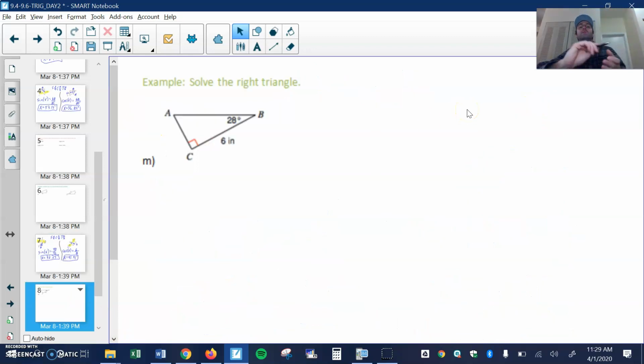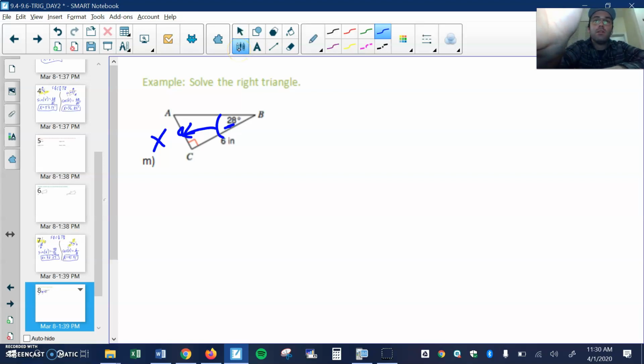This next problem here asks you to solve the right triangle. All right, to solve a right triangle, I need to find all 3 sides and all 3 angles. Well, fortunately for us, we have an angle here. Well, there's one of the angles. Let's find AC first. I'm going to call this X. Since this is my reference angle here, this is going to be the O. This would be H, and this would be A.